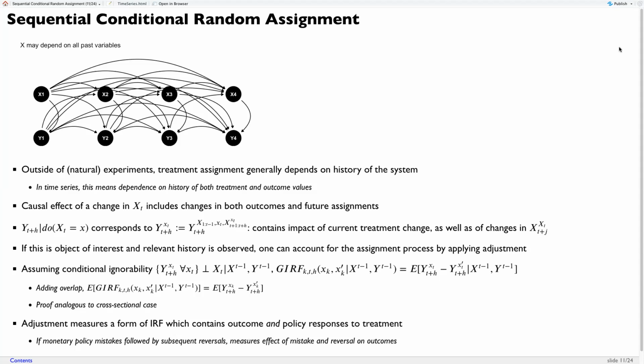And so a causal effect of a change in x, we can think about many of them. We could think about this causal effect of a change in x holding the future x's at what they would have been without it. But if we think of just doing, say, xt equals little x, then that will have a causal effect on both future treatment assignments and future outcomes. And so the potential outcome that we'll measure is yt plus h given x1 to t minus 1, little xt, and then the x's that we'll see are themselves the potential outcomes, so x superscript xt from t plus 1 to t plus h. And so that contains both the impact of the current treatment change as well as the impact of changes in future treatment assignment.